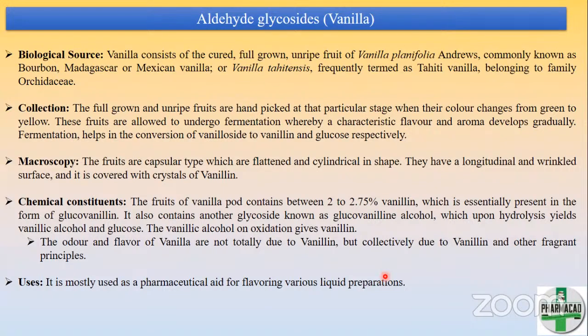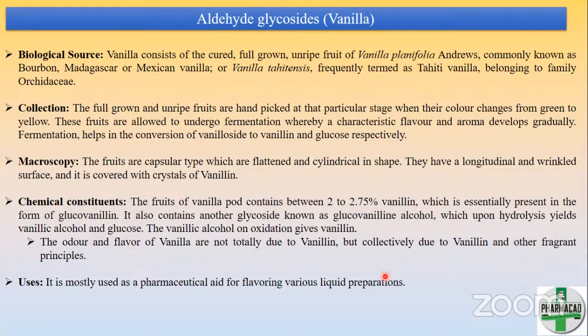Now, when it is collected, the fruits are picked particularly at the stage when their color changes from green to yellow. Why is this important? Because here flavor is important. So if you want to derive flavor from something, you should understand the exact point of collection. Then it is allowed to undergo fermentation, whereby the characteristic flavor and aroma develop gradually.